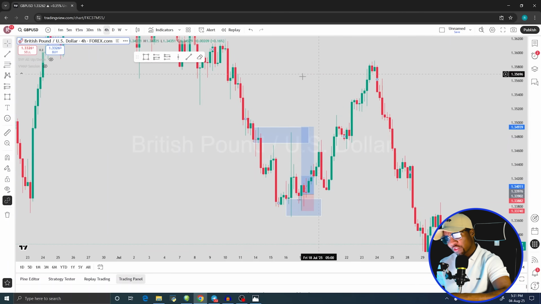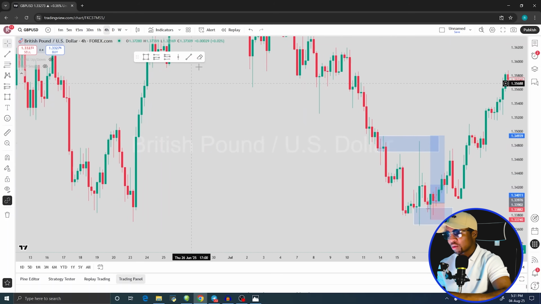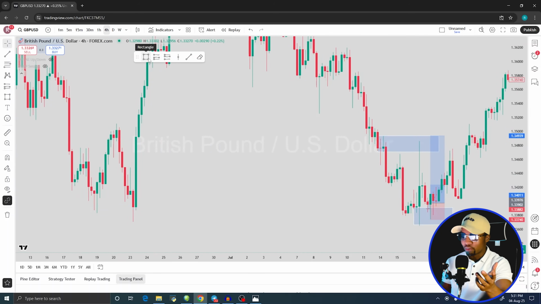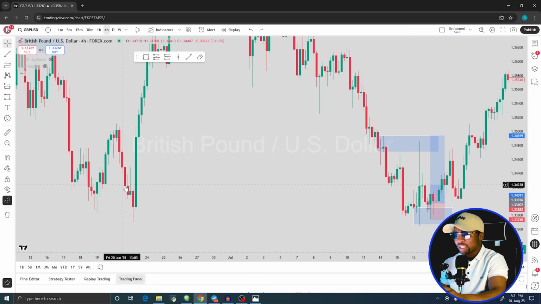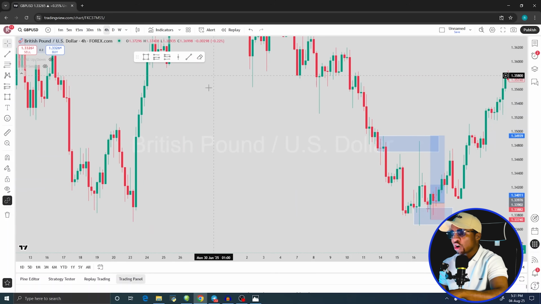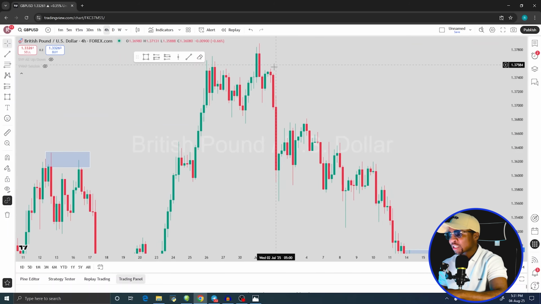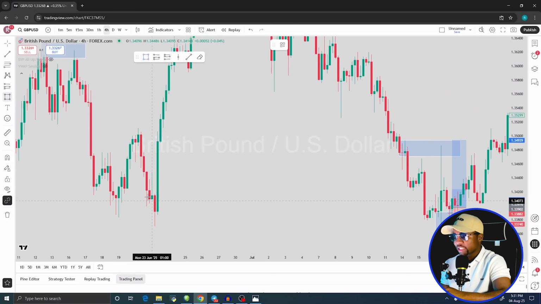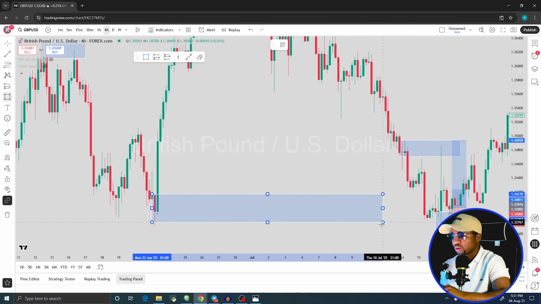The first point of interest that we talked about is the order block. And we all know what an order block is. An order block is the last bearish candle before a bullish move, or the last bullish candle before a bearish move. So if we have this, this is our order block.